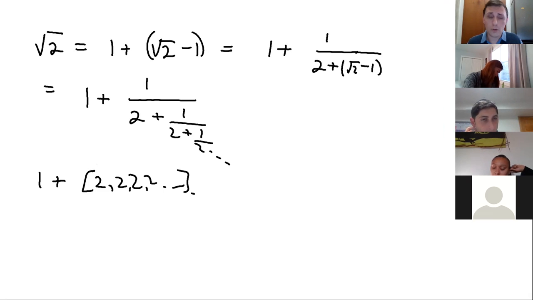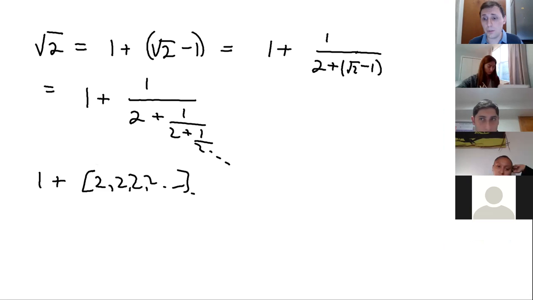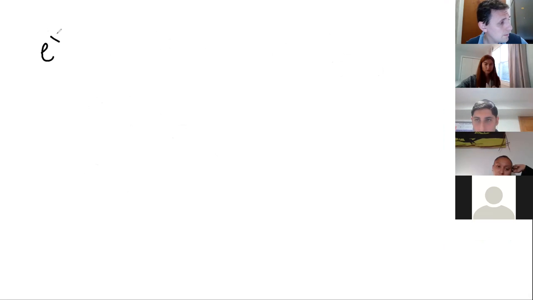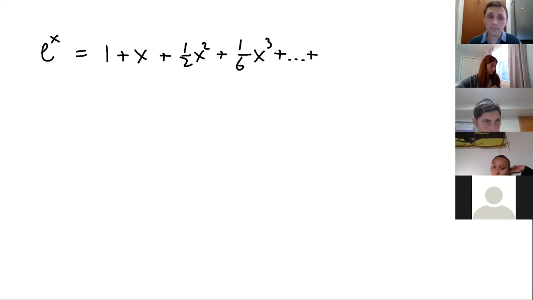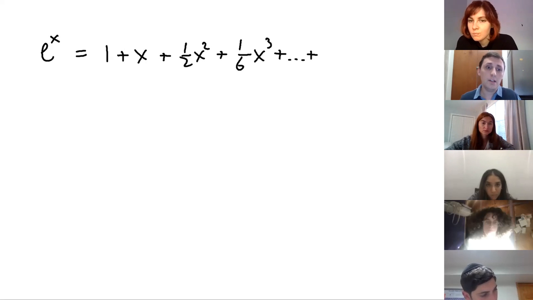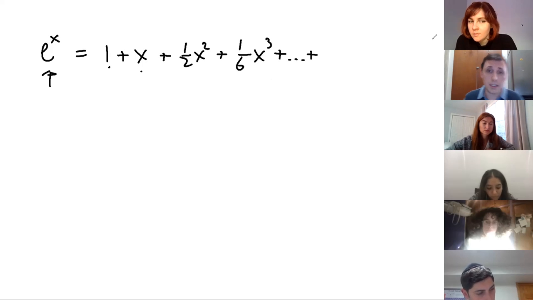Another idea, also involving infinity, is, as I taught you, how do you approximate e to the x? Do you remember how we figured out that e to the x in terms of polynomials is 1 plus x plus 1 half x squared plus 1 over 6 x cubed, and so on? Yes? So in other words, I'm able to understand how this function is processing the inputs, because polynomials are the processes that I understand best of all.